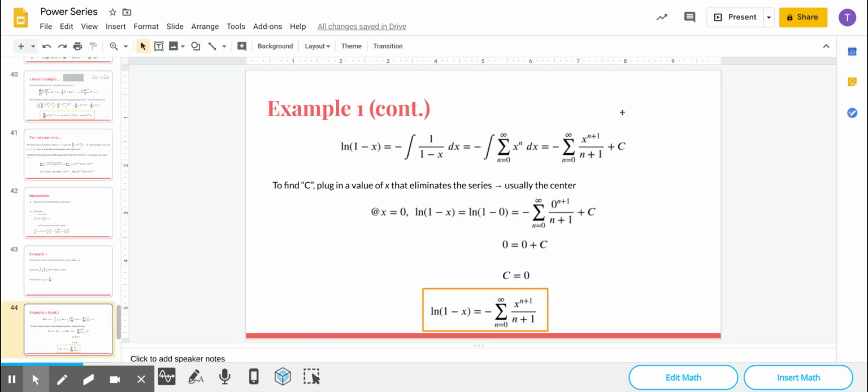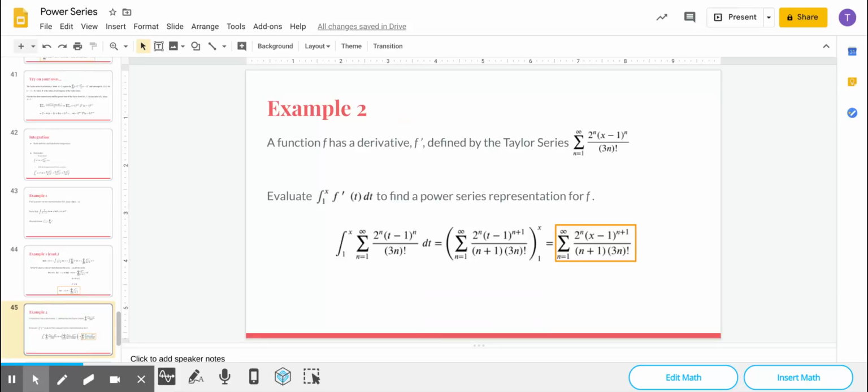C is gone completely because there was no value for c, especially when x equals 0. And so now I have the natural log of 1 minus x is exactly equal to the negative infinite sum of x to the n plus 1 over n plus 1. Again, just the power series, a little bit of extra work there at the plus c, but overall, hopefully not too bad for you. All right, here's a second example.